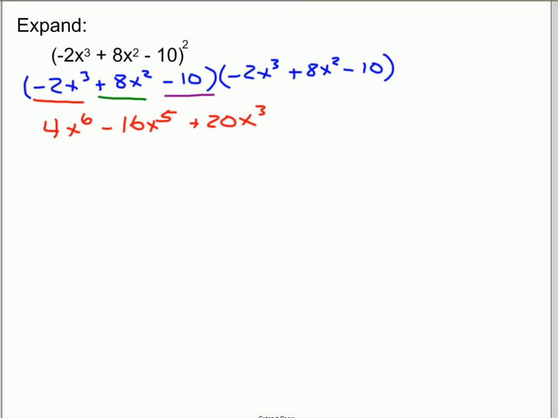All right. Let's move on to the second term of our first polynomial and distribute that term to each of the terms in the second polynomial. 8x squared times negative 2x to the third is negative 16x to the fifth. 8x squared times 8x squared is 64x to the fourth. And 8x squared times negative 10 is negative 80x.